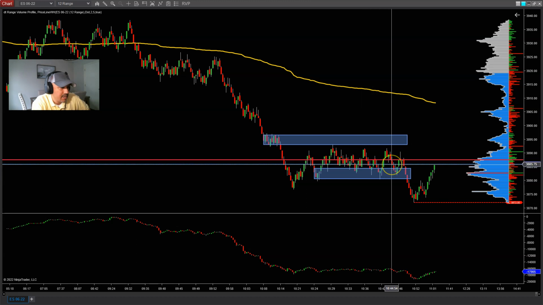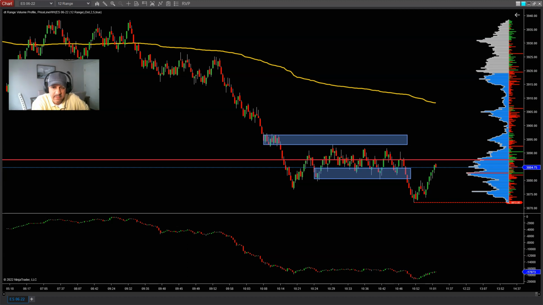I'll look for them to come a little higher. 86. What are they doing? There we go. We're hitting that area now. Let's see what they do here. Are they going to push the market higher? Are they going to pause here? This is in the area of rejection.